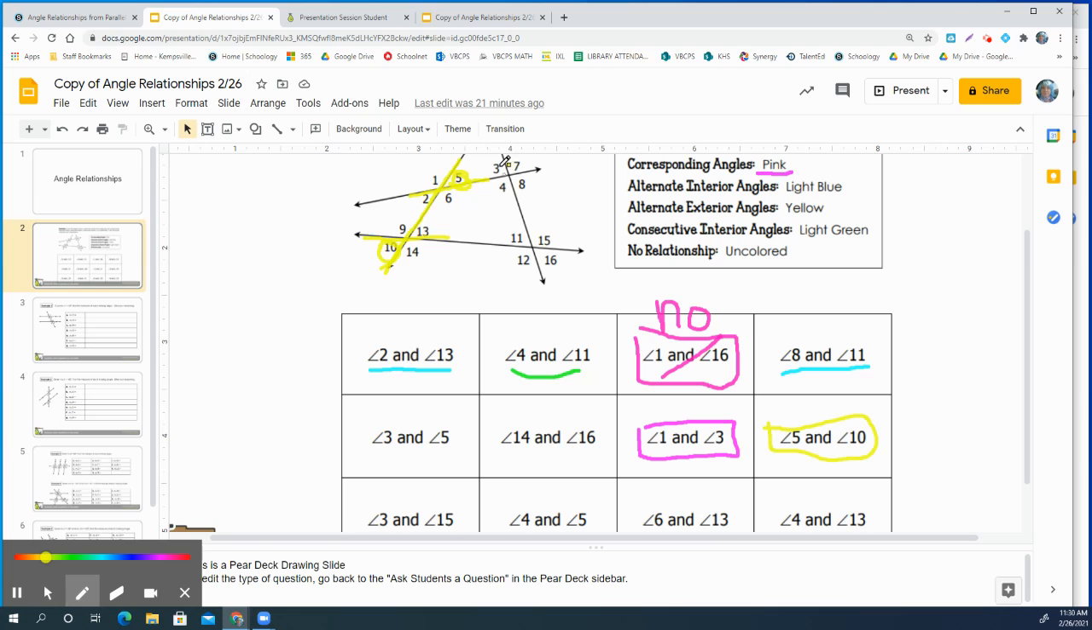3 and 15, 3 and 16 I can get with. So 3 and 16 are alternate exterior. 3 and 15 are going to be no relationship, and let me show you why.